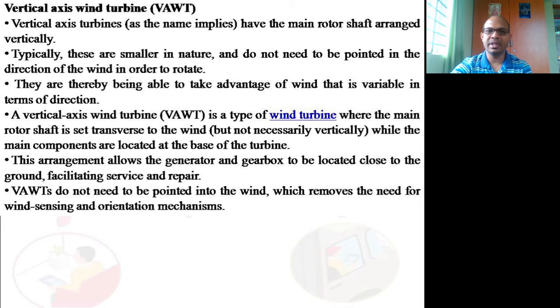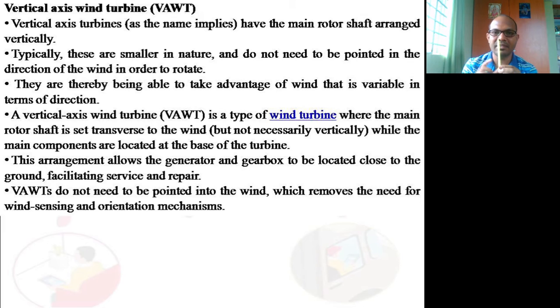What are these vertical axis wind turbines basically? Basically, these vertical axis wind turbines are a type of turbine where the main rotor shaft is set transverse to the wind, but not necessarily vertical. But still, the main components are located at the base of the turbine. If the tower is like this, the major components are always placed at the base.